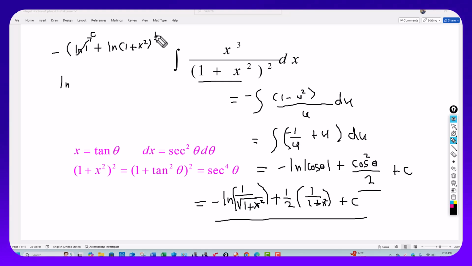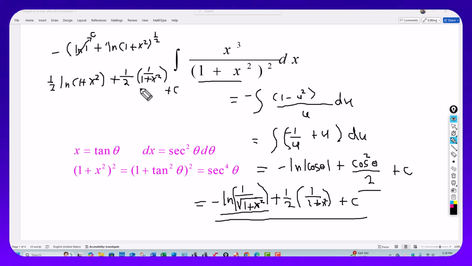And now again, properties of logs, I can bring this 1/2 to the front. So this will be 1/2 natural log of 1 plus x squared. Don't need absolute values again because 1 plus x squared is not negative. So we got this answer here. So in place of this part, minus ln of 1 over this, we can write it this way. And I still have the 1/2 of 1 over 1 plus x squared plus the constant of integration.